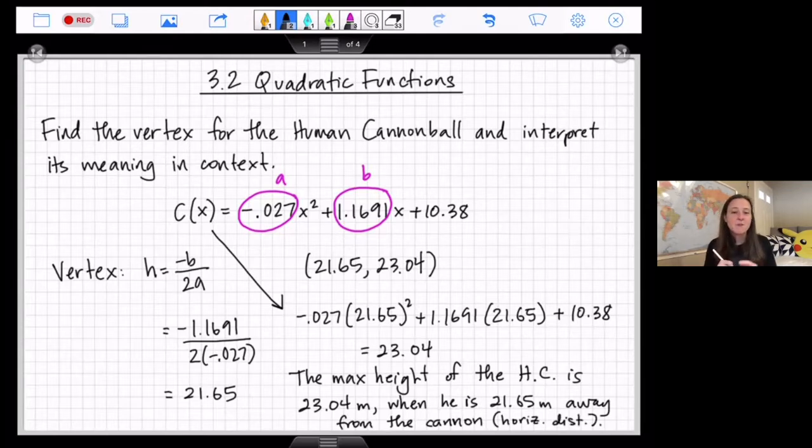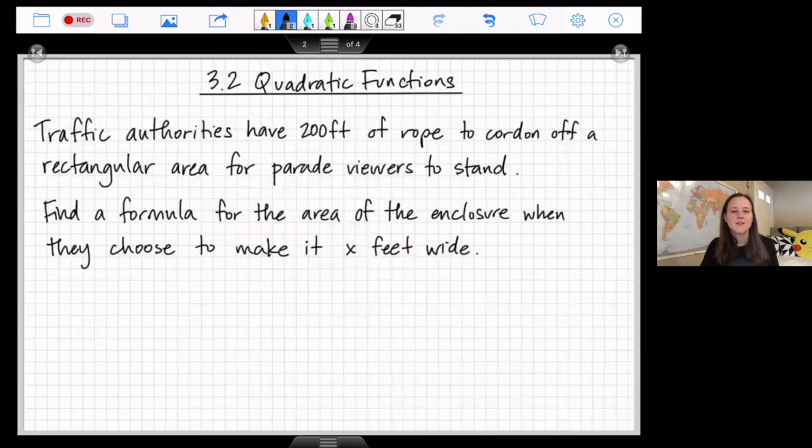And that mention of a maximum, that's a big chunk of the points whenever I'm grading this problem on the test. Whenever you're finding a vertex and interpreting it, I want you to point out that you're talking about either the maximum for a downward opening parabola or the minimum for an upward opening parabola.